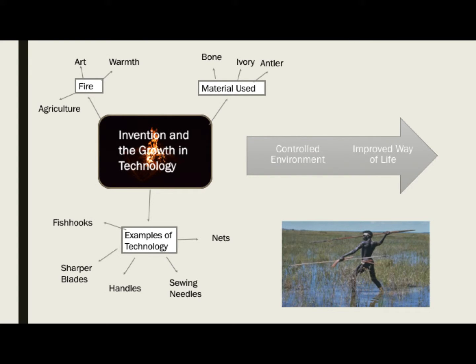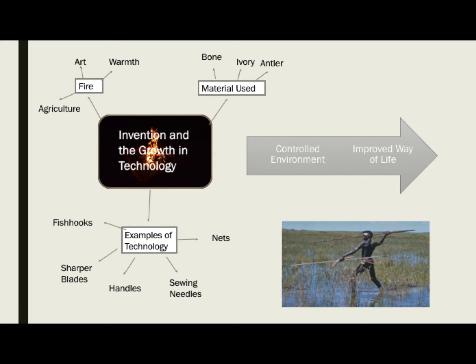Invention and the growth in technology led to a lot of different things. Materials changed at this time. Hunter-gatherers were not only using stone, they were also using bone, ivory, and antlers. These products are more malleable and they're able to create sharper objects for knives and just a vast variety of different objects.